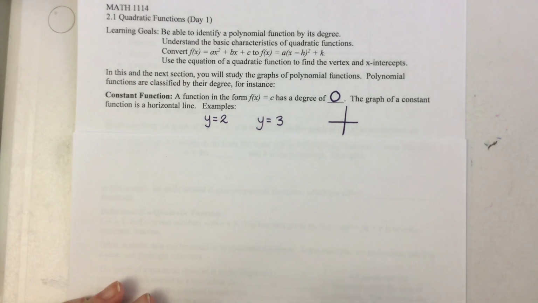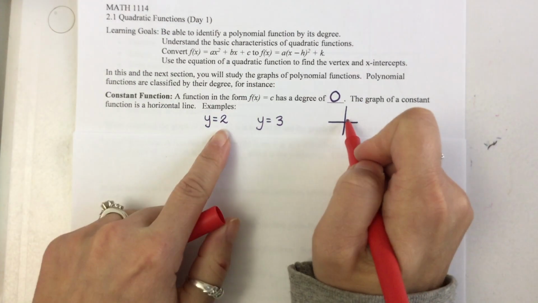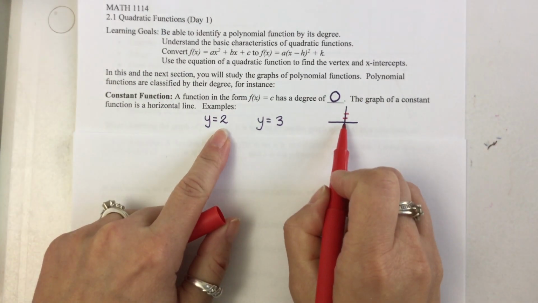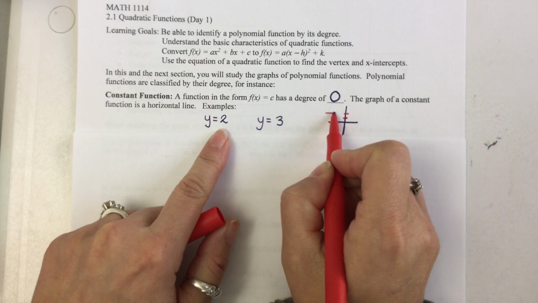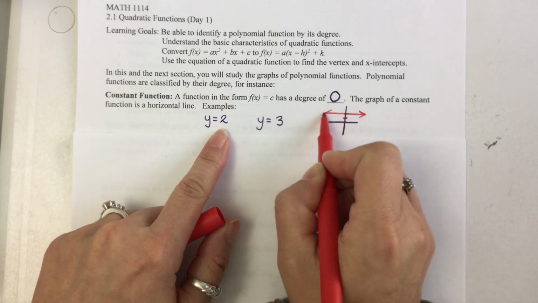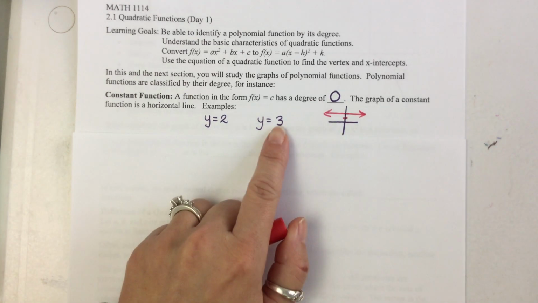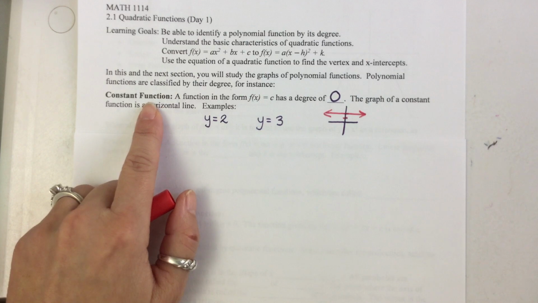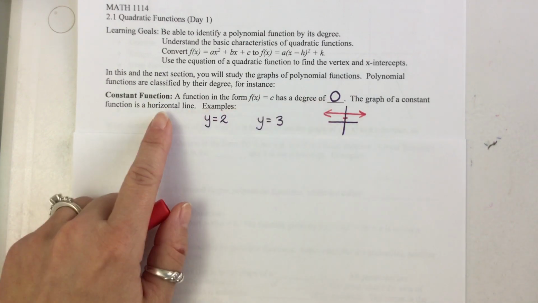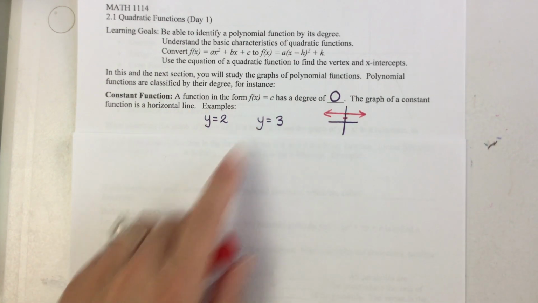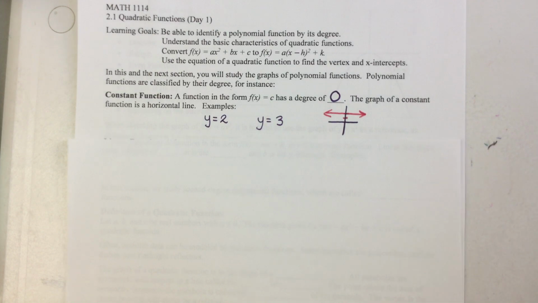Now remember, the y-axis runs up and down. So if I were to cut the y-axis at 2, I would have to go up 2 because it's positive, and it would take a horizontal line to cut through the y-axis at 2. Now this means to cut through the y-axis at 3. So again, if it's constant, it has a degree of 0. The line is horizontal. These are examples of what the equation would actually look like.